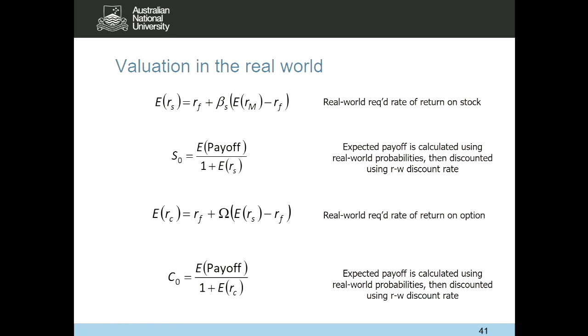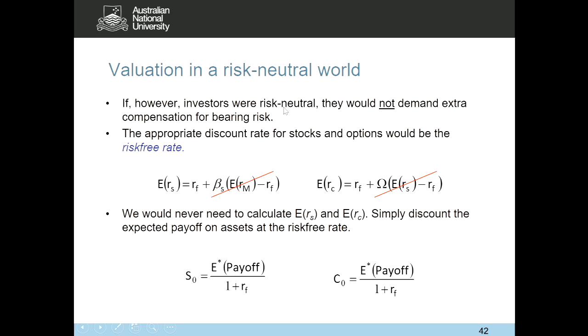If that's the case, can we calculate a set of probabilities that will be consistent with risk-neutral investor preference so that we don't need to estimate this extra bit on the right-hand side? If we can do that, then we can argue the discounting rate is simply the risk-free rate. All right, see this? I just simply cross out the risk premium.